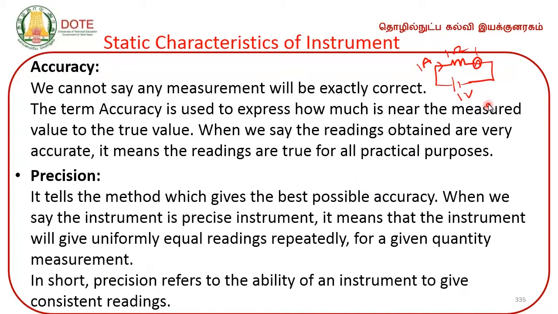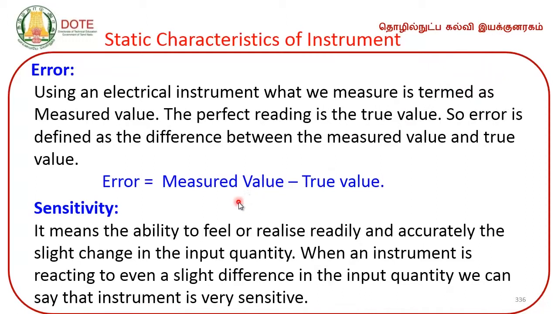So, here in this example the true value is 1 ampere. By Ohm's law we know when you connect the 1 volt source across 1 ohm, the current flowing is 1 ampere. So, the true value is 1 ampere. I am using the instrument here and I get the measured value 0.95 ampere. Then what is the error? Error is nothing but measured value minus true value, that is 0.95 minus 1 ampere. So, minus 0.5 ampere is the error, right.